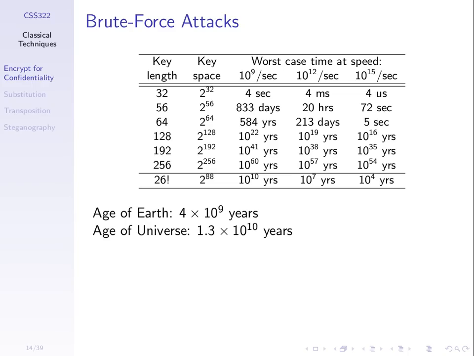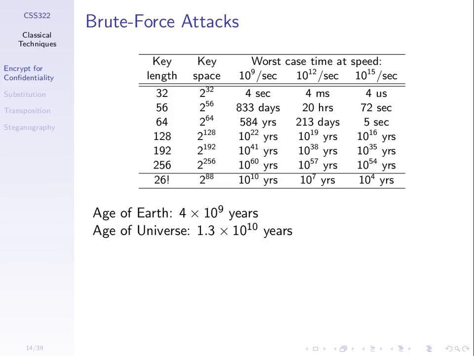So a brute force attack on a cipher that has a 32-bit key, with a computer of this speed of 10 to the power of 9 operations per second, has a worst case time to try all possible keys of 4 seconds. If we had a faster computer, up to 10 to the power of 15 operations per second, which is a million times faster than this one, it would take 4 microseconds, okay? Trivial.